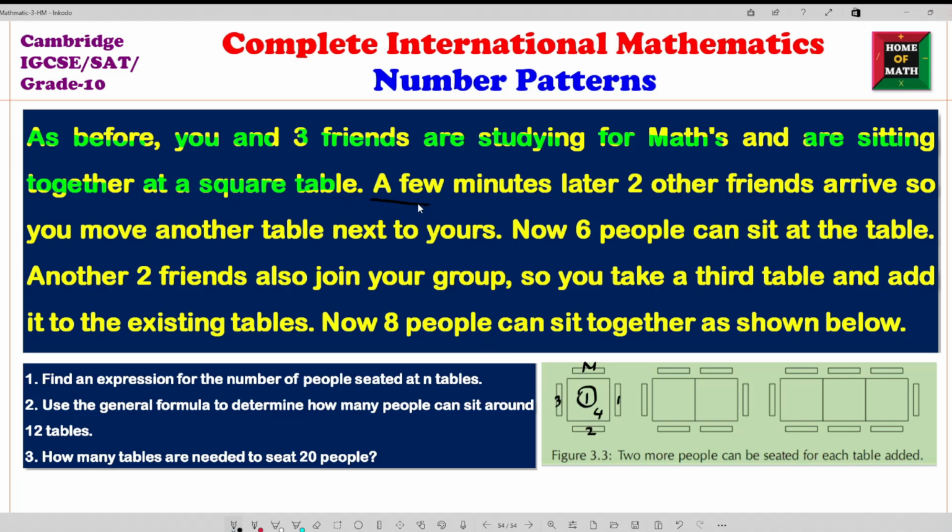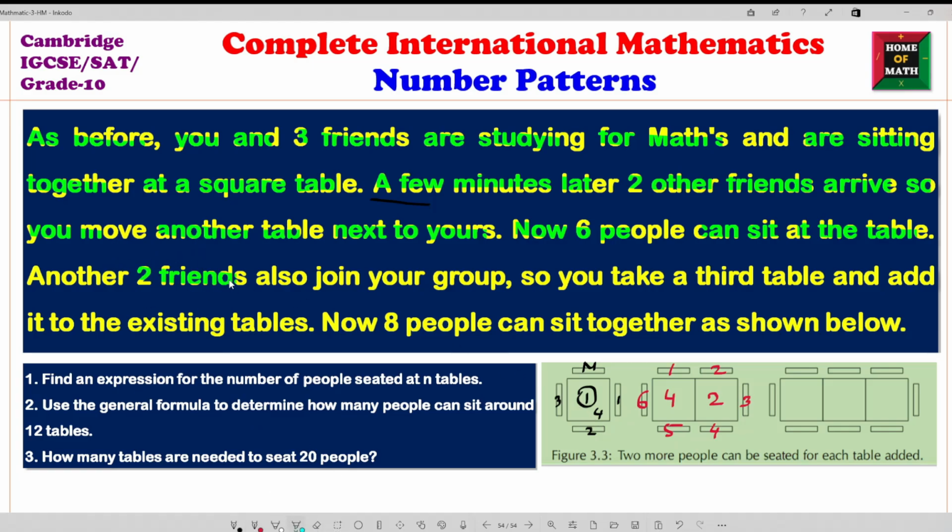A few minutes later, 2 other friends arrive, so you move another table next to yours. Now 6 people can sit at the table. So first table we have seated 4 persons. Now 2 persons come. Now we are sitting 2 more. So 1, 2, 3, 4, 5, 6. Right?